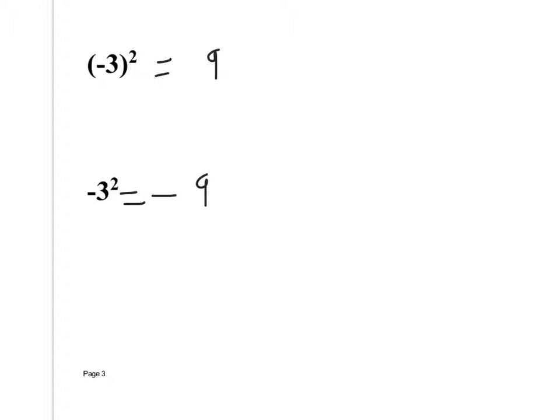Right? And you see this, and you think it's this, and then you get it wrong. It's because this is not this. -3 squared, if it looks like this, is not +9. It's -9. Right? It's -9. Okay? It's only (-3) squared if it's inside parentheses.